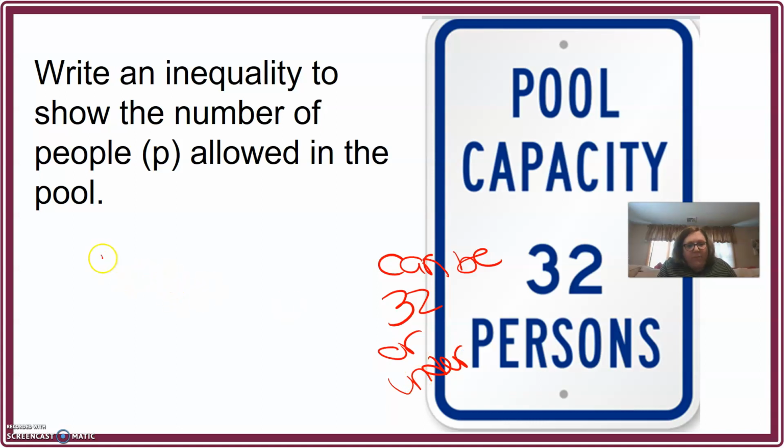So the amount of people has to be less than or equal, because there can be 32 people. If it says that there has to be under 32 people, that's when we would take the line away. But it says that there can be 32. There just can't be more. So it has to be less than or equal to 32.